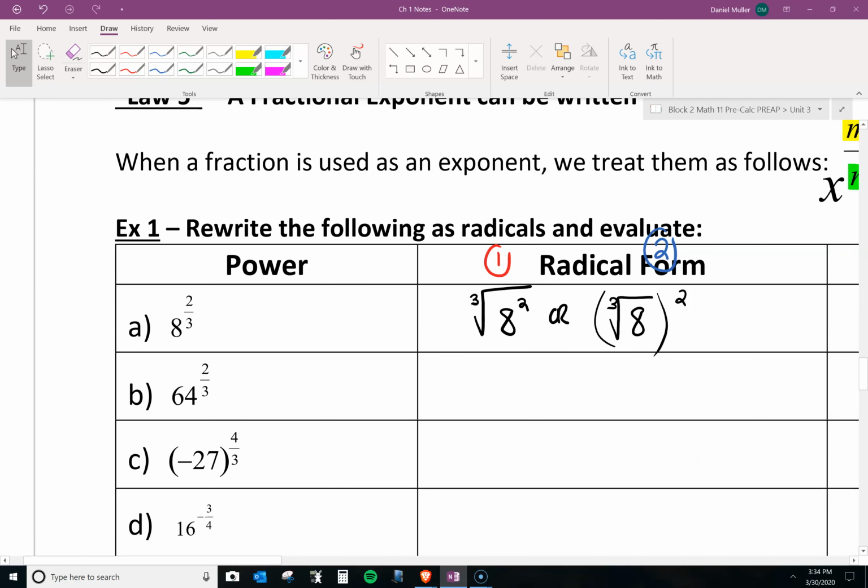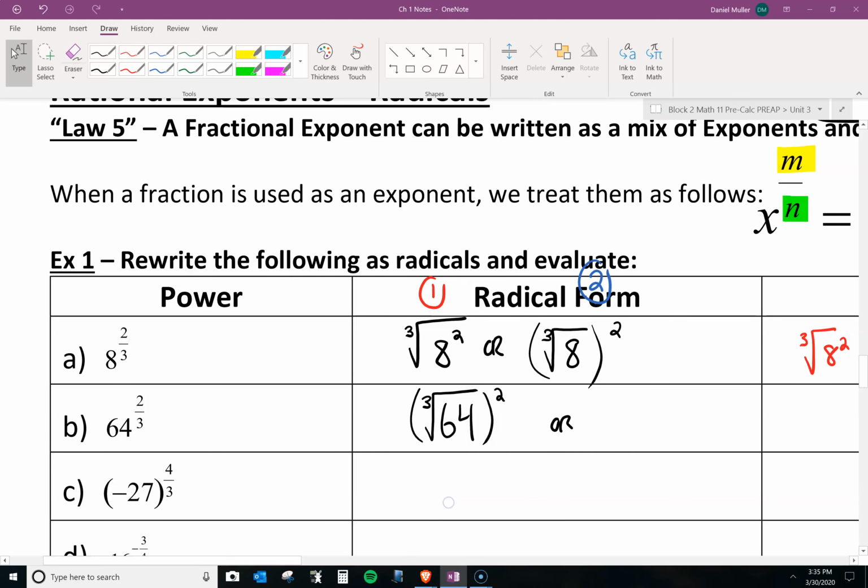I'm always going to do the radical first, or the denominator first. So here I've got 64, and then I have the denominator, which is a cube root, and then I'm going to have the numerator, which is squared. Notice, by the way, if we did it the other way around, if we did the squared first, then in order to evaluate this, I'd have to know what 64 squared is. And I honestly have no idea what that is. I'd have to do some sort of long multiplication. So I'm going to erase that. I have to do the cube root of 64, and then I have to square it.